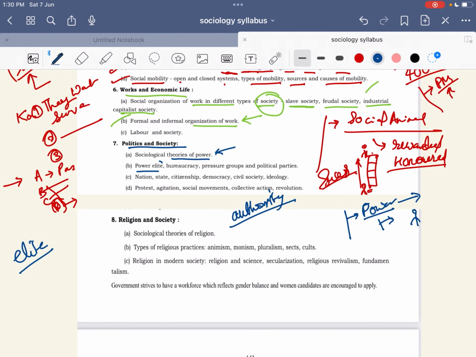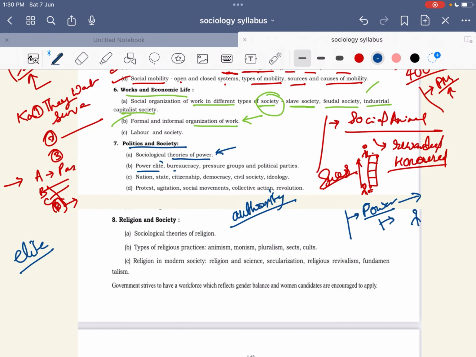So this we are going to study power elite. Then there is a bureaucracy, pressure groups, political parties. Then there is a nation, state, citizenship, democracy, civil society, ideology. You can expect direct questions from current affairs on these topics. See, citizenship amendment act, democracies, what is happening in the democracies of the world. Understand? Where the democracy has been replaced by the authoritarian powers.